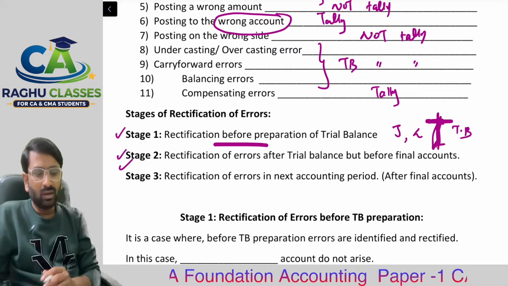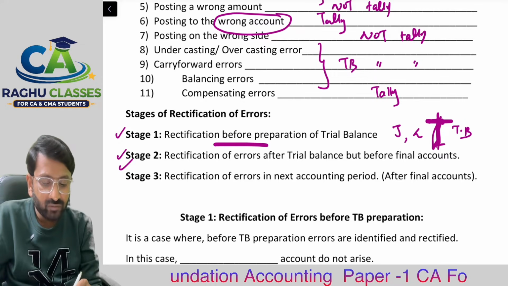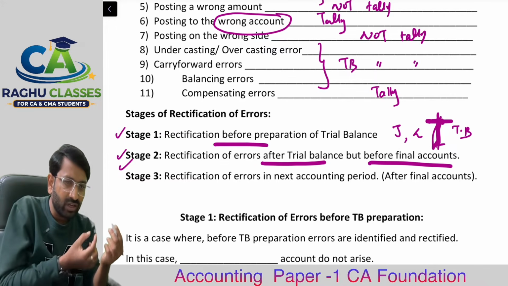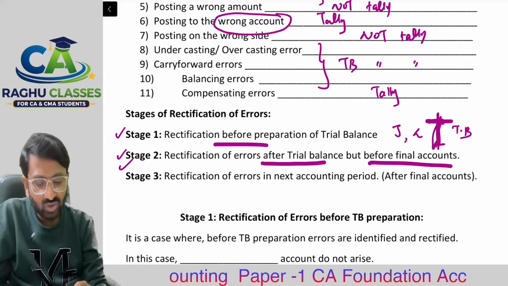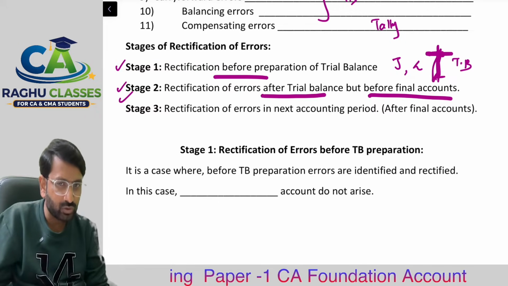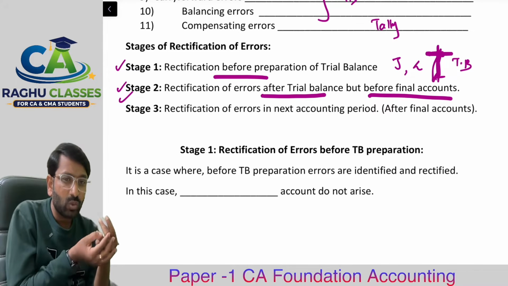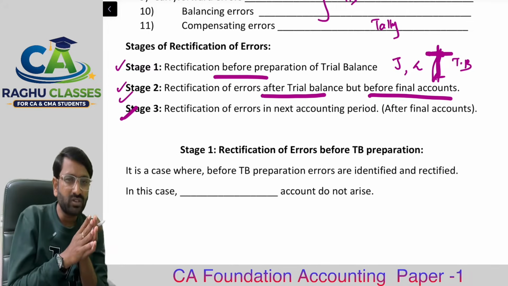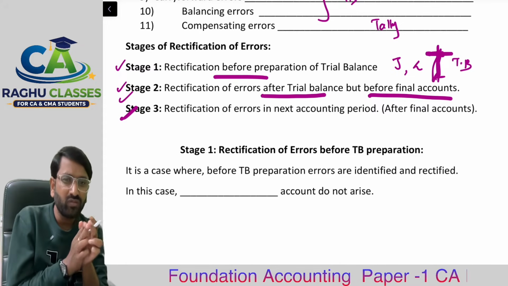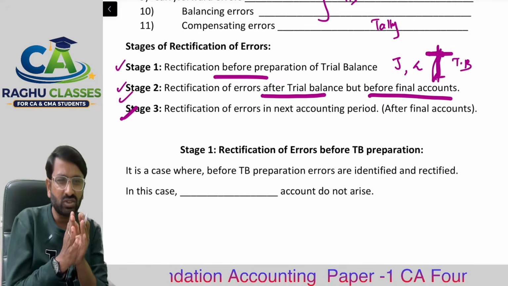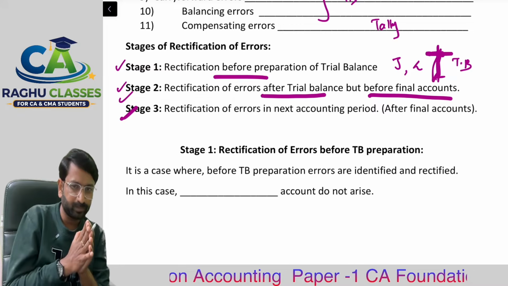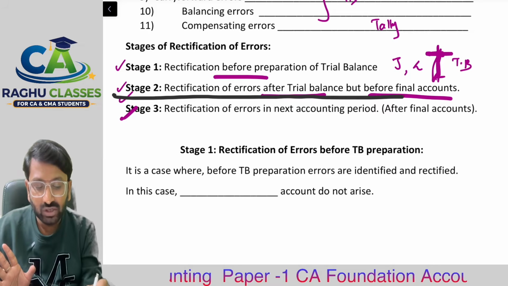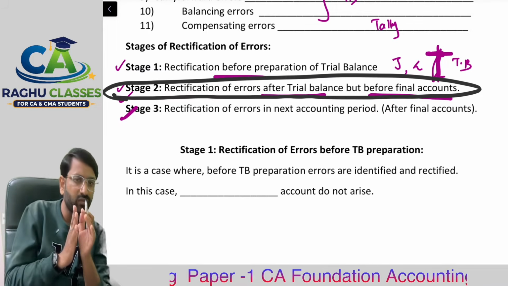Next one, rectification of errors after trial balance, but before final accounts. So trial balance is already made, but final accounts are yet to be prepared. The last one, you're done with your final accounts also, and you realize the error in the next accounting period, and if you want to rectify it, this is what we call stage 3. So in simple words, stage 1 is before TB, stage 2 is after trial balance but before final accounts, stage 3 is after final accounts. And if the question is silent, normally we assume it to be stage 2. Remember, very important, that is what we are going to assume.